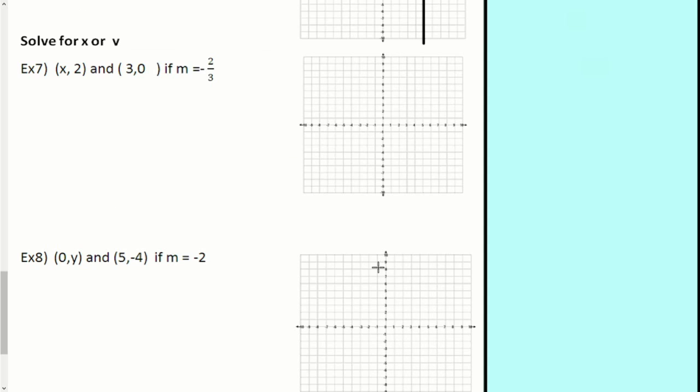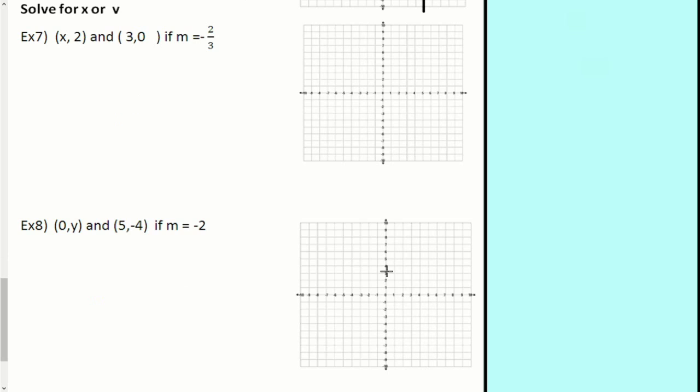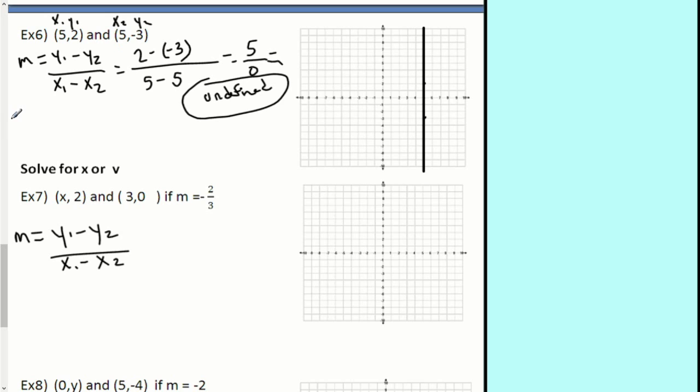All right. Example 7 and example 8 are kind of interesting problems because in this case, you're saying, what number do I put in for x so that when I take those 2 points, their slope will be negative 2/3? Make sense? So what I would have you do is first write the equation like before. Slope equals y1 minus y2 over x1 minus x2, right? And just plug in what you know. Do I know the slope? Yeah. Well, it's negative, oops.